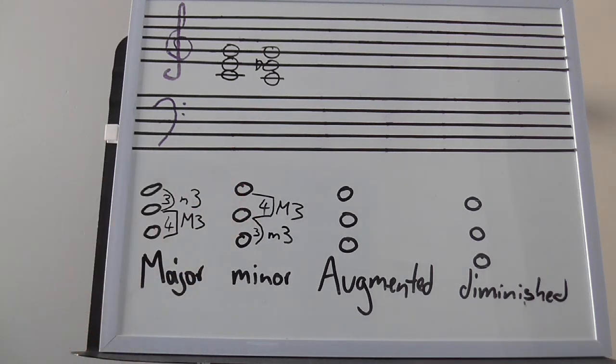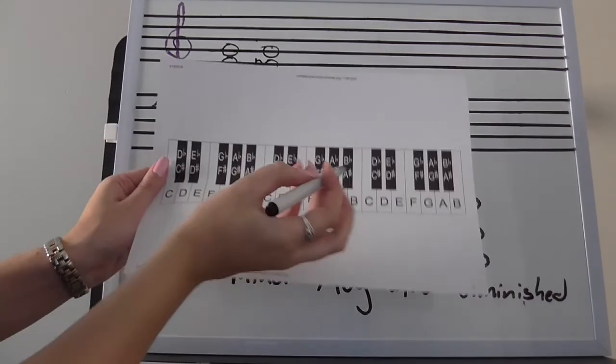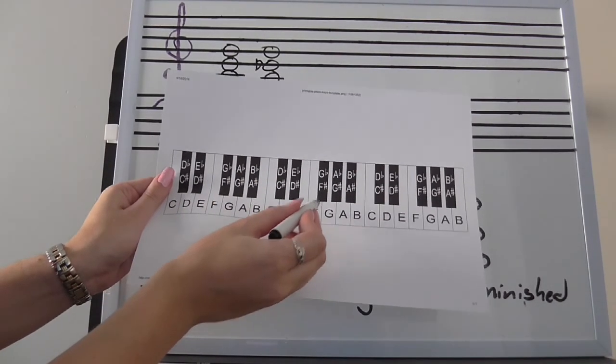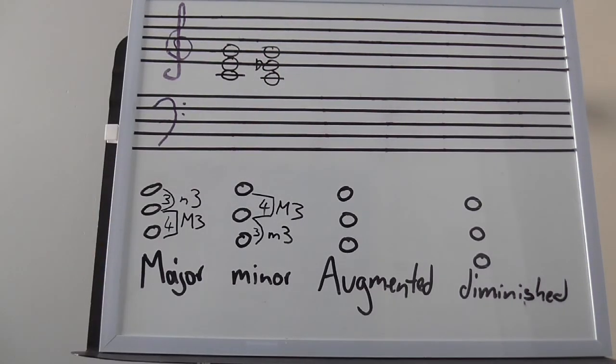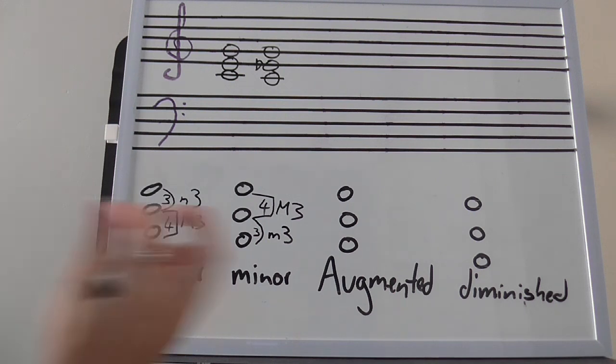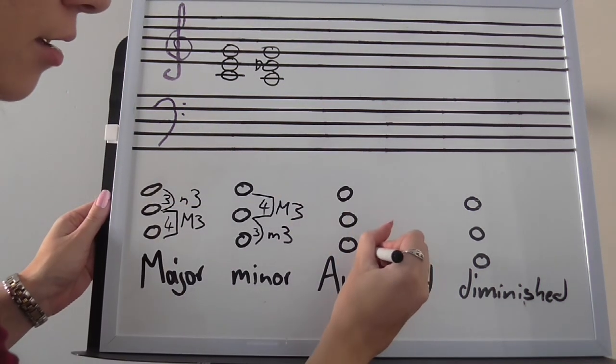Now I want 4 semitones between my middle and top note, starting on E flat. 1, 2, 3, 4 is a G. We don't need to change anything. Next up is our augmented triad. Augmented triads are the biggest triad. It's made up of 2 major thirds. Let's pop that in there.